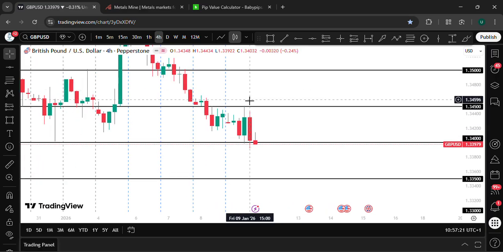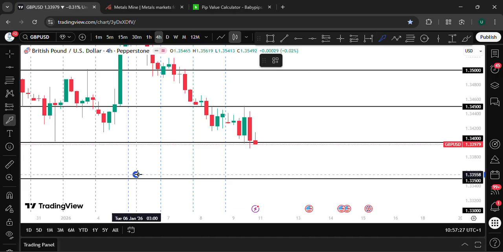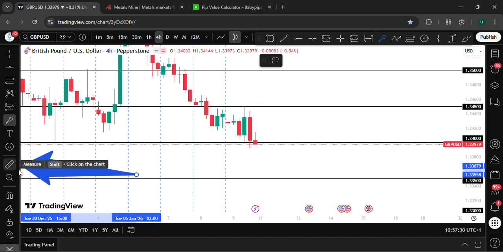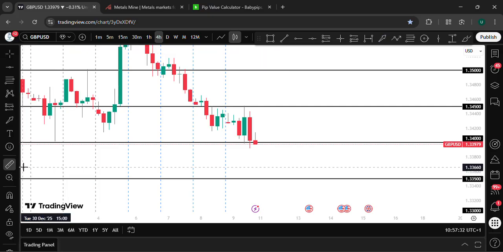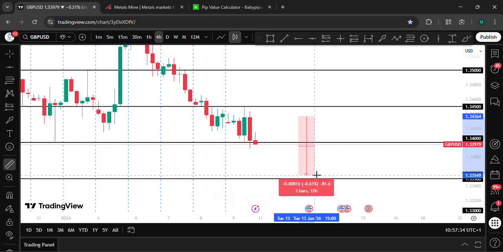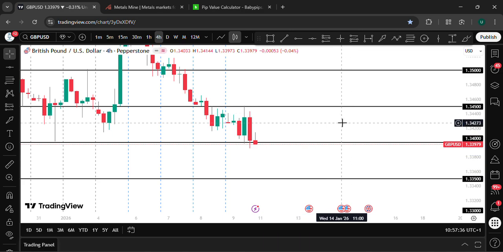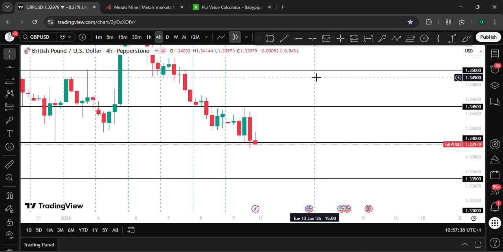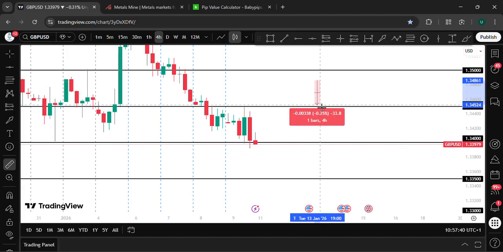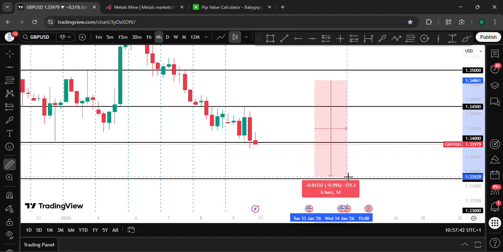pips difference. For example, you can place your measurement tool here. That's the measurement tool over here. Let me show you. Just click on it, then come and place it and drag. But if you don't have the time, just hold the shift button and left click, and you get your measurement.